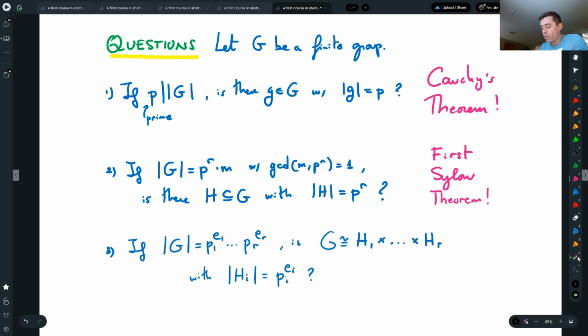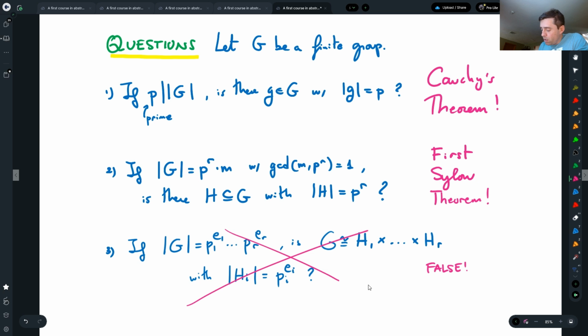Okay. What about the last part? What we did to prove the finite abelian group theorem was that if we had a decomposition into distinct prime powers, we proved that G is the direct product of its P primary components. And since there are subgroups of each one of those prime power orders, is it true that G is some direct product of those subgroups of those orders? And this is false. This is false in general for non-abelian groups.